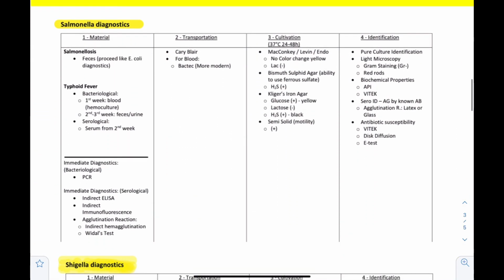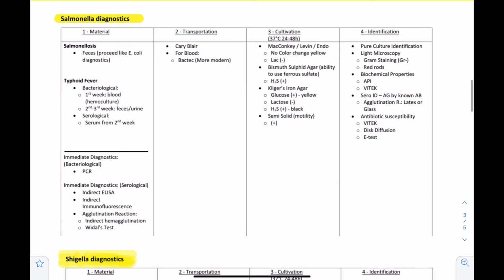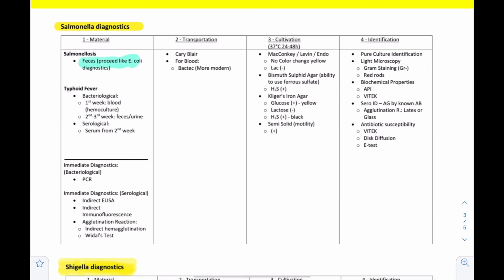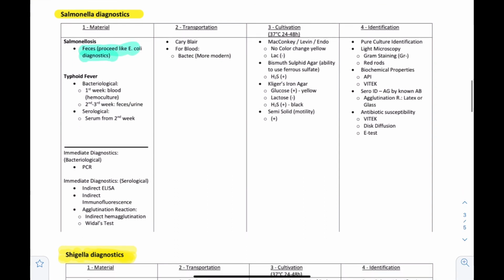Then in the Salmonella diagnostics, we need to take the feces because it's related to diarrhea, and it also causes typhoid fever. And then we have the transportation, Cary-Blair, and specifically for the blood, we need to take it in a BACTEC bottle. It is a modern bottle, made of glass, so it's more modern. And here is the cultivation.